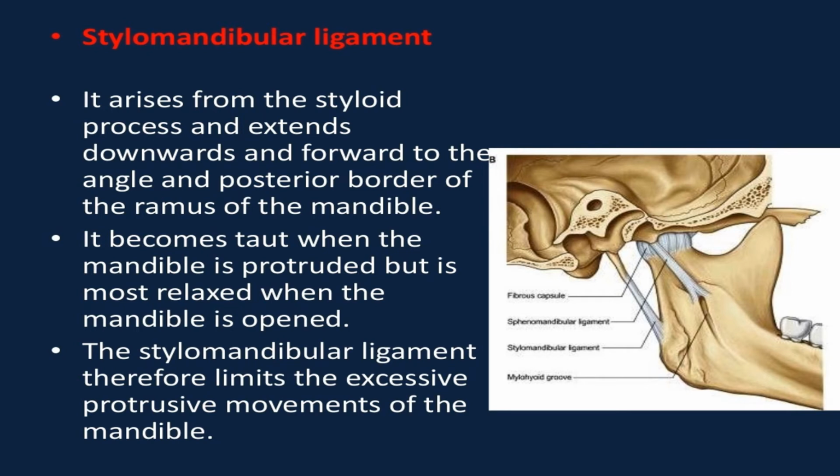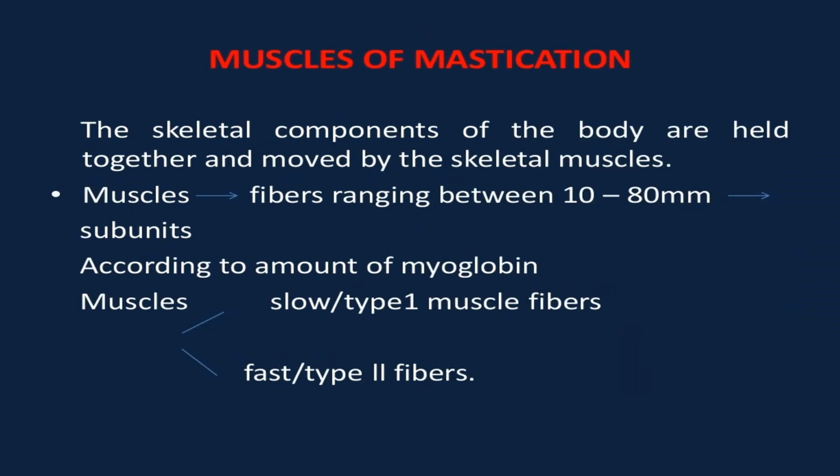Stylomandibular ligament. It arises from the styloid process and extends downwards and forward to the angle and posterior border of the ramus of the mandible. It becomes taut when the mandible is protruded but is most relaxed when the mandible is opened. The stylomandibular ligament therefore limits the excessive protrusive movements of the mandible.